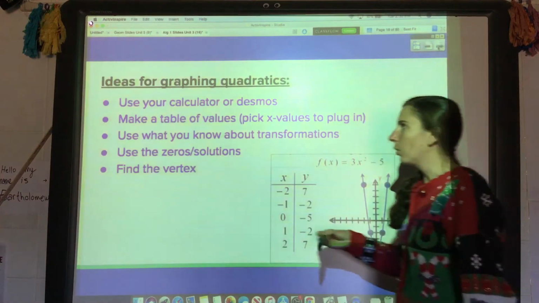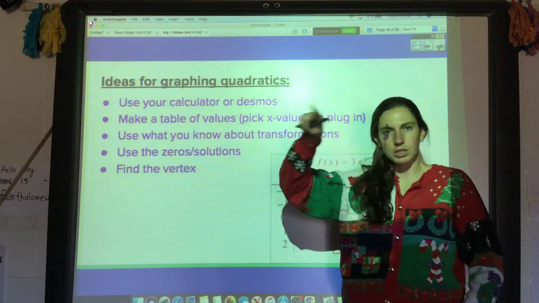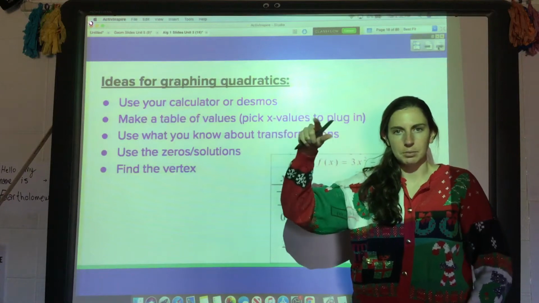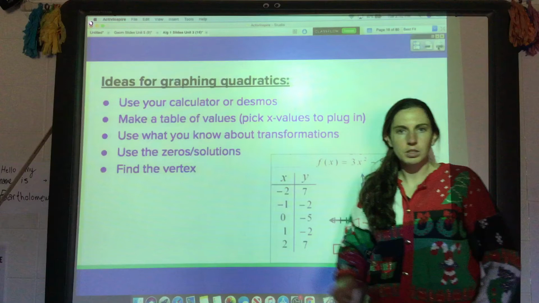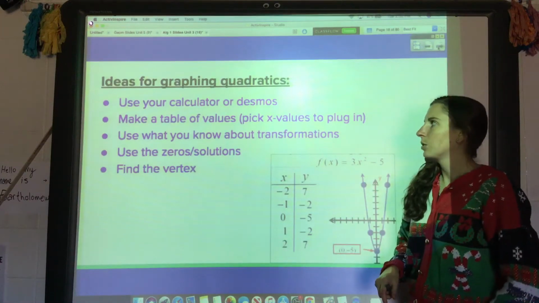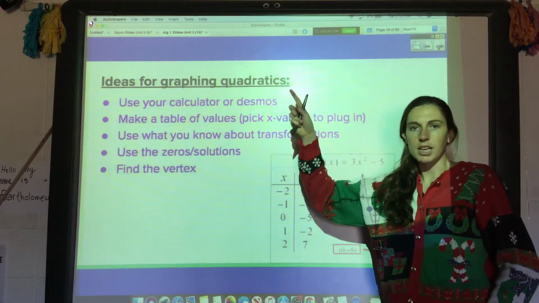First of all, you can always just use your calculator or Desmos. In your calculator, remember, it's those top buttons. You go to y equals, type in the equation, hit graph, and there it is. Or you can use Desmos, type it into Desmos, and use that as well. Just a reminder, you can also use Desmos on the EOC at the end of the year.